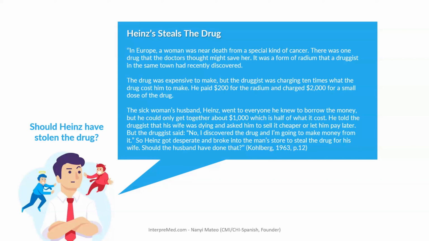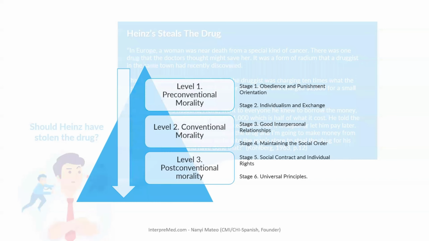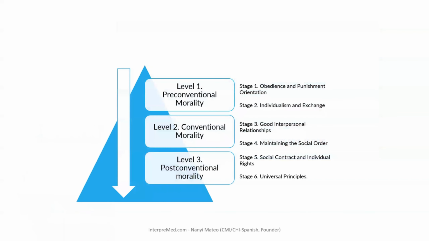The children were then asked whether Heinz should or should not have stolen the drug. Kohlberg classified their responses into the following moral reasoning levels and stages. Let's see what each stage consists of.